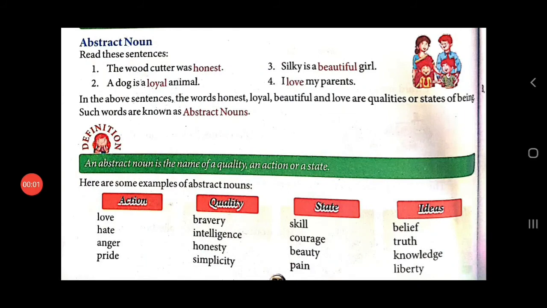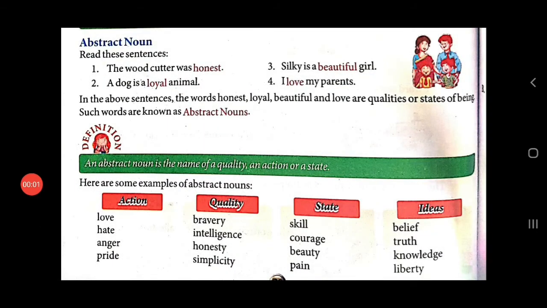Now talking about the next kind of noun children, abstract noun, given on the same page below material noun. First of all, we will read the sentences given. First one, the woodcutter was honest. Second, a dog is a loyal animal. Third, Silky is a beautiful girl. Fourth, I love my parents.